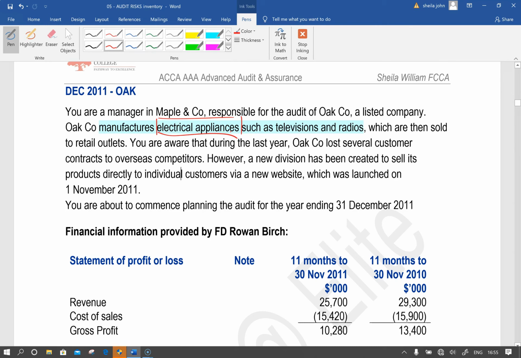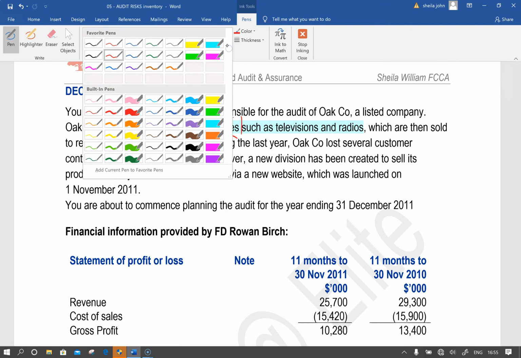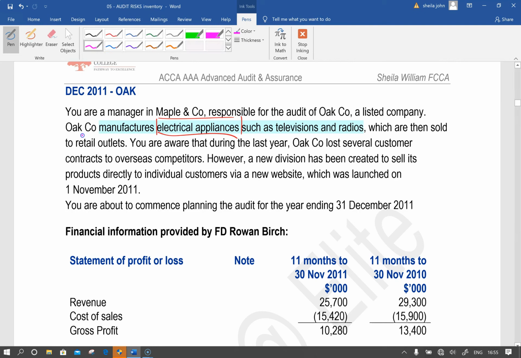Then it says, which are sold to retail outlets. Now, in the audit paper, it's very important for you to note whether it is sold to or sold through retail outlets. If it's selling through retail outlets, we're talking about consignment inventory. But when you're selling to retail outlets, there are receivables then. Okay, but we're not looking at the sales figure here, but just want you to note here, if it's through, we're dealing with consignment inventory.